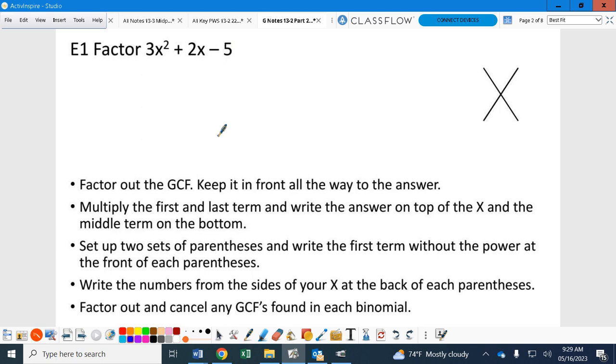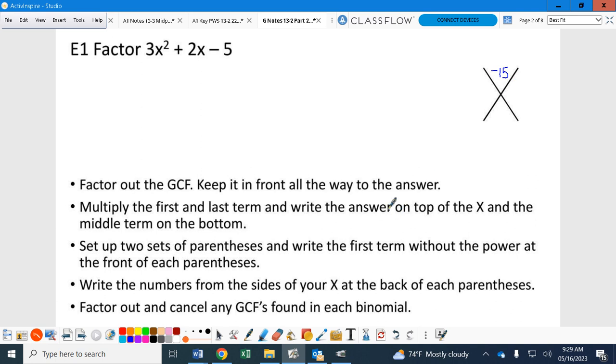Nothing will go into 3, 2, and 5, so at this point, you don't have anything to factor out. Okay? At this point, you're going to just start with your diamond. To get the numbers for the diamond, you multiply the first and the last term and you put it on top. So we're going to multiply the 3 times the negative 5, and we're going to put negative 15 on top of our little diamond right here.